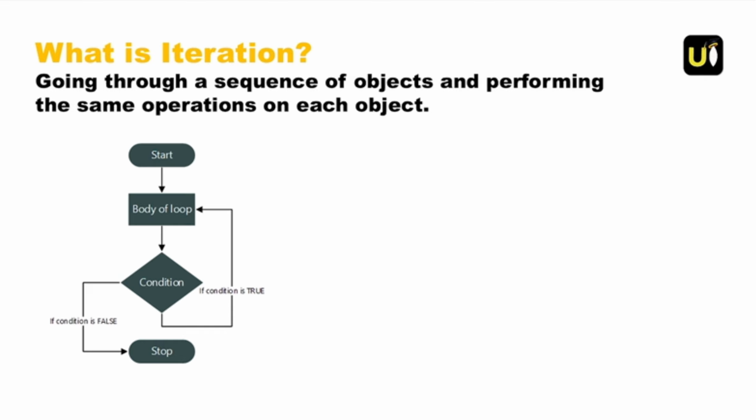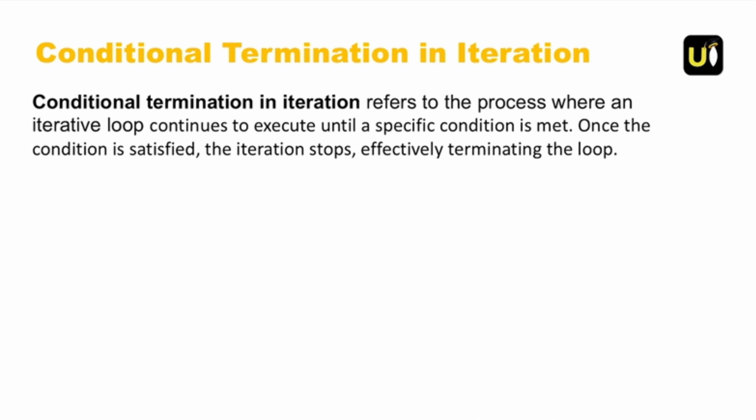So what is iteration? Going through a sequence of objects and performing the same operation on each object. As you see here, this flowchart says there's a start, then there's a loop, then there's a condition, and as long as this condition is true, the loop keeps repeating. So this loop is the iteration, and it's going to keep repeating on multiple objects as long as this condition holds true. So that is what iteration is. And now we look through a few operations.